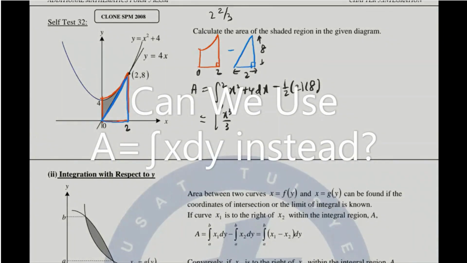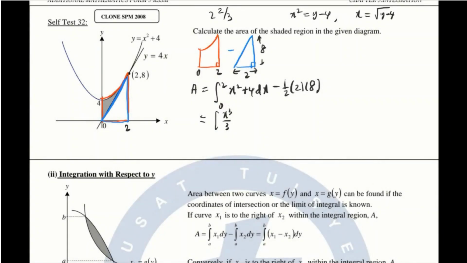Can I use dy? I wouldn't use dy, Nikhil, because if you use dy, you need to make x the subject. And when you make x the subject, x squared is now y minus 4, so x will be square root of y minus 4. And when you do that, you've got to put a plus minus, right? Yes, I know some of you know this is the positive part, but this can be the negative part. So just be careful when you do this.